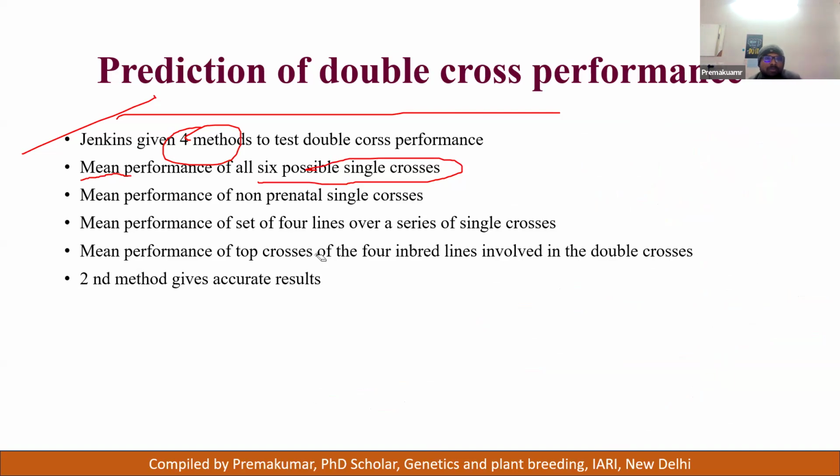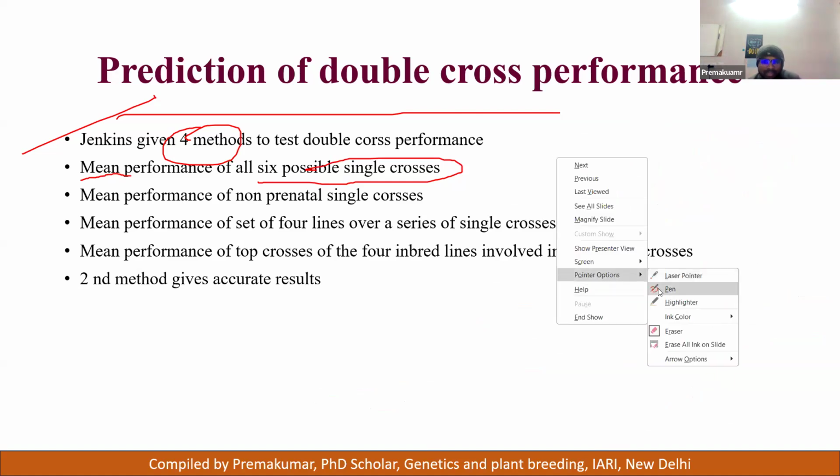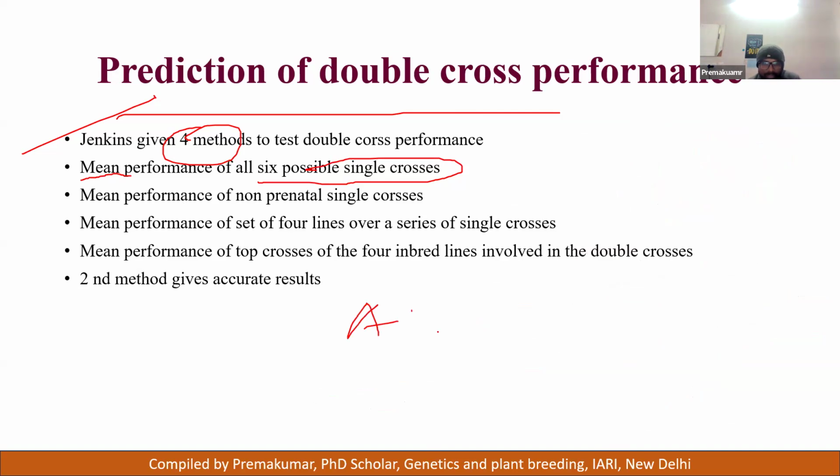Then another one is the mean performance of a set of four lines over a series of single crosses. Actually, I am not able to remember the formula. A to B, A to C, A to D, then again like this.